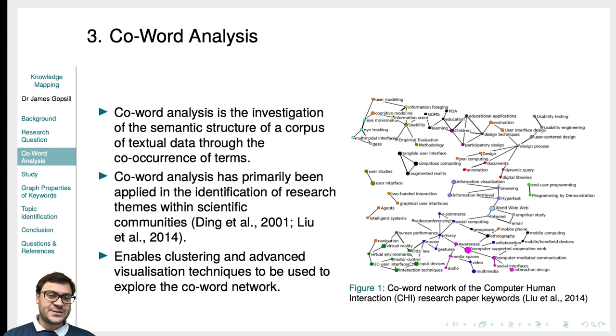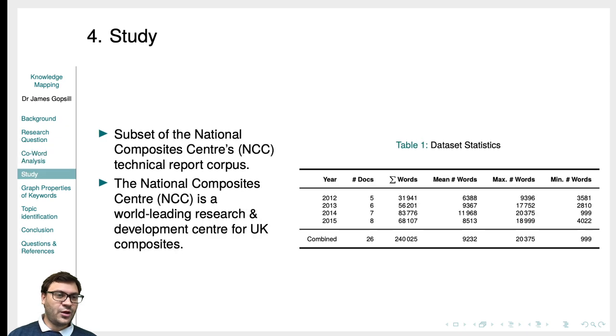So what we then create is a co-word network, as you can see on figure 1, which enables clustering, critical path analysis, and advanced visualization techniques just to be able to understand the knowledge topics that were being discussed in a particular conference or journal series. So we were looking to do that with technical reports in an engineering company and organisation.